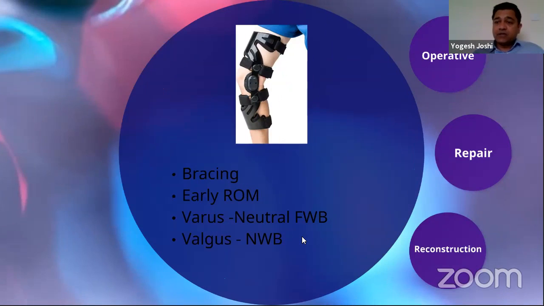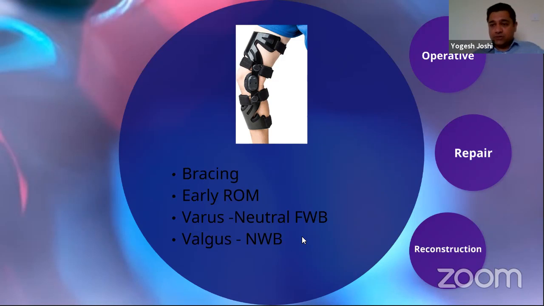Most of the time in grade 1 and grade 2, as well as many of the grade 3 MCL injuries, you just treat it with bracing. It really works. You put them in a hinge brace, put them on a full range of movements, and get them to do quadriceps exercises, and it heals in about 6 to 8 weeks' time.